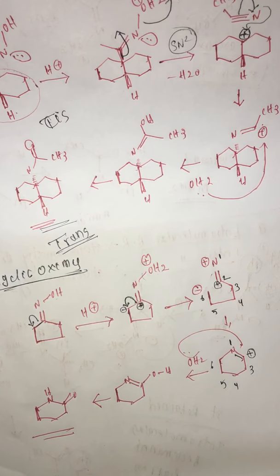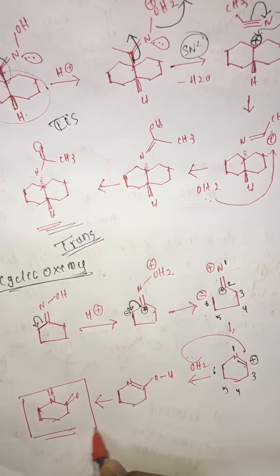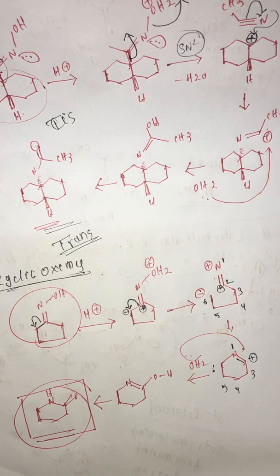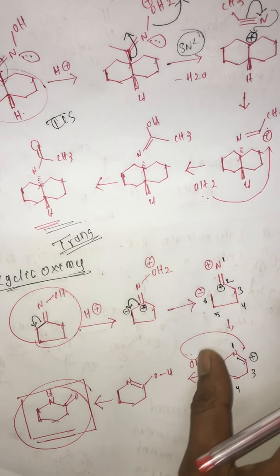Just remember, in case of cyclic oximes, when it is involved in Beckmann rearrangement, ring expansion takes place. So here is a 5-member ring, and it became a 6-member ring. Okay, and we'll see other examples also.